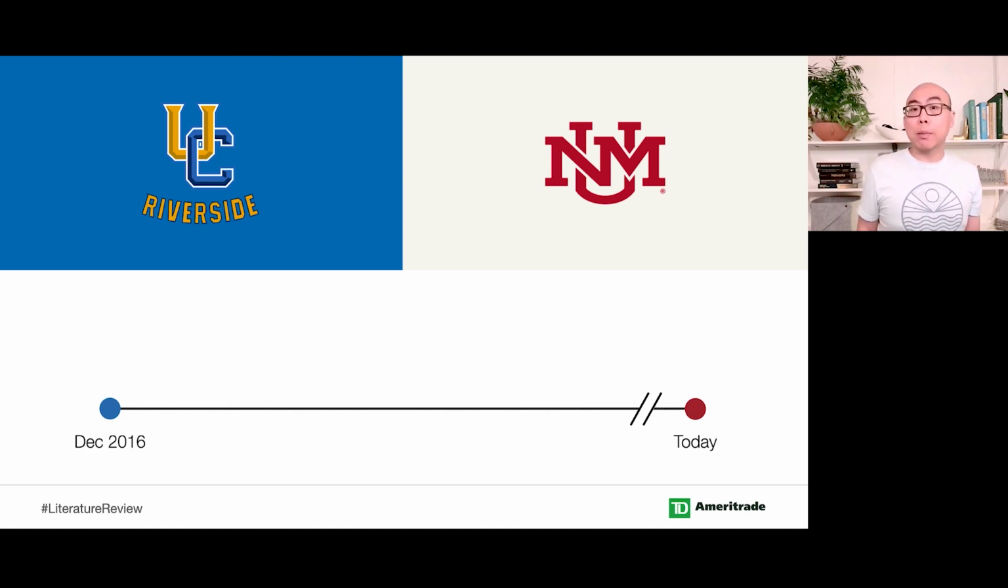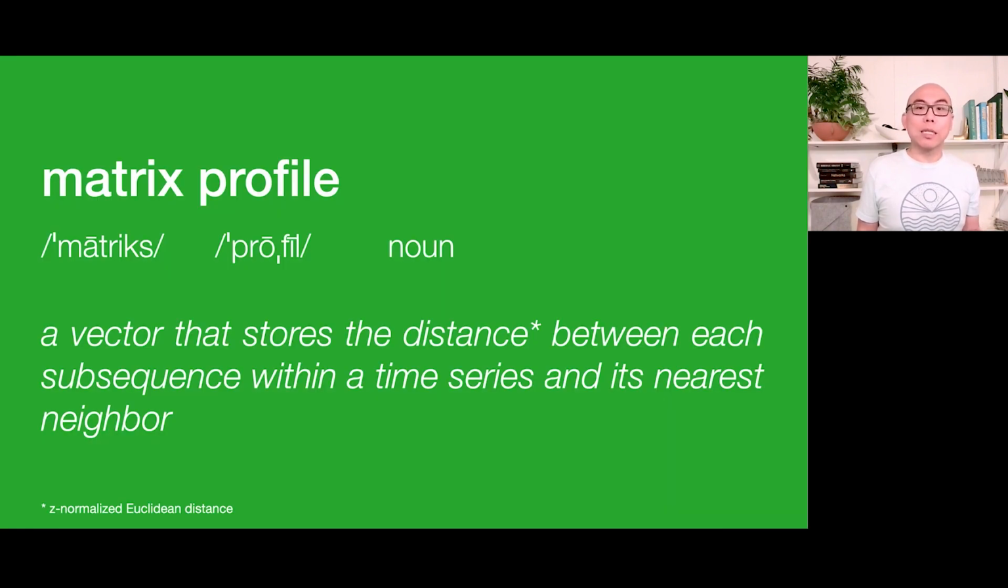So back in December of 2016, the researchers at the University of California, Riverside, under Eamonn Keogh's group, as well as at the University of New Mexico, under Abdullah Mueen's group, published a series of back-to-back papers describing something called a matrix profile. And really, a matrix profile is a vector that stores the distance between each subsequence within a time series and its nearest neighbor. Believe it or not, you actually know what this means.